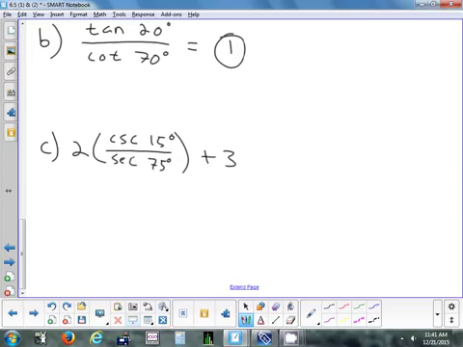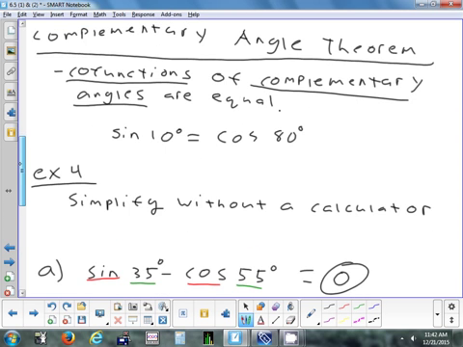But what's in the parentheses here, what's that equal? 1. That's 1. The answer is 5. Now, if I changed 15 to 14 degrees, could you still do it without a calculator? No. Now that theorem doesn't work. It's got to be cofunctions, and the angles have to add to 90. Any questions on that? Okay. So that's your complementary angle theorem.